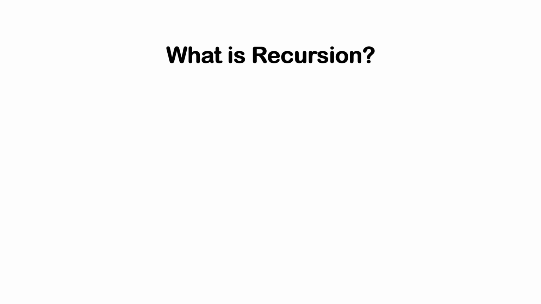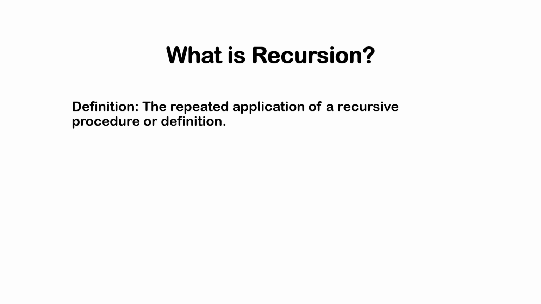What is recursion? Recursion, by definition, is the repeated application of a recursive procedure or definition. Not very helpful, is it? Since it has the word recursive in its definition. In other words, it's kind of defining itself. But this is the idea of recursion.